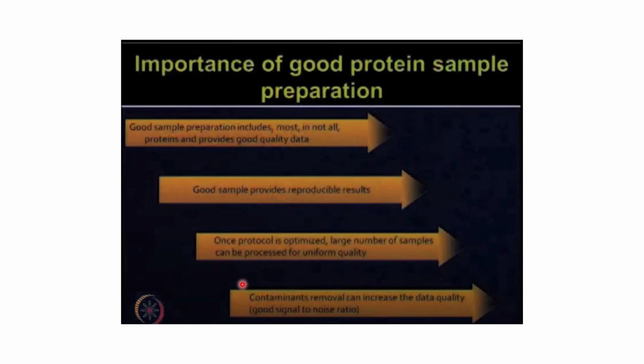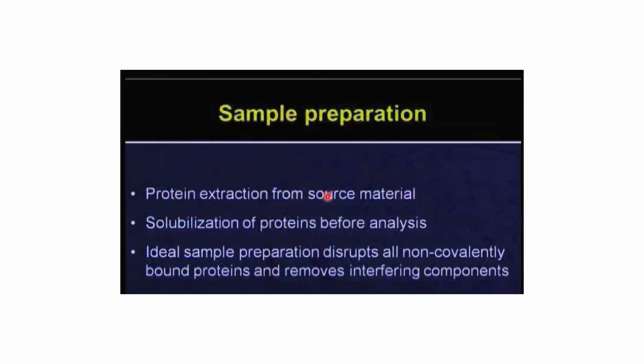Make sure all contaminants are removed. You also need to check the source material. For example, your protein might be present in the plasma, but you are dealing with serum. That will not help you come to a certain conclusion, right? So make sure that the sample you are taking has your protein of interest.